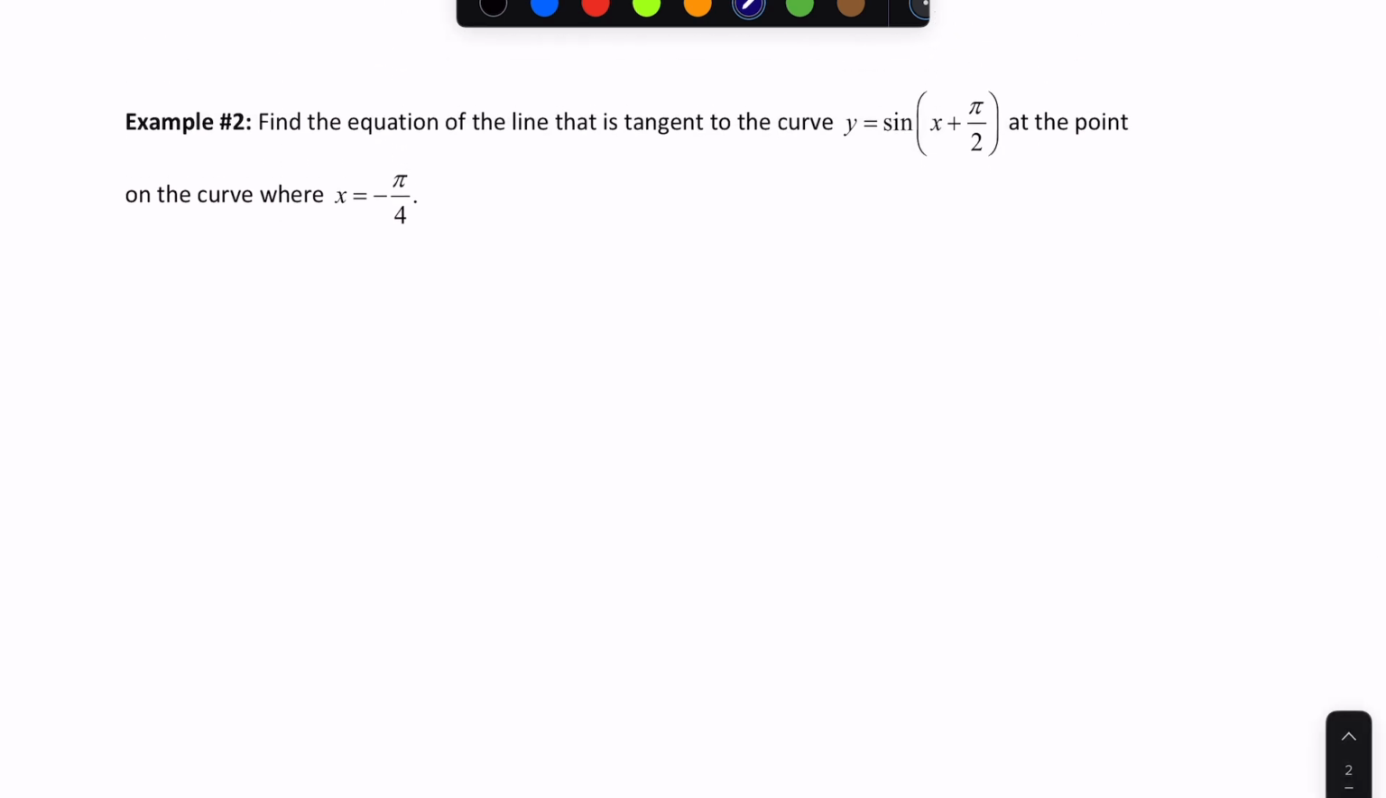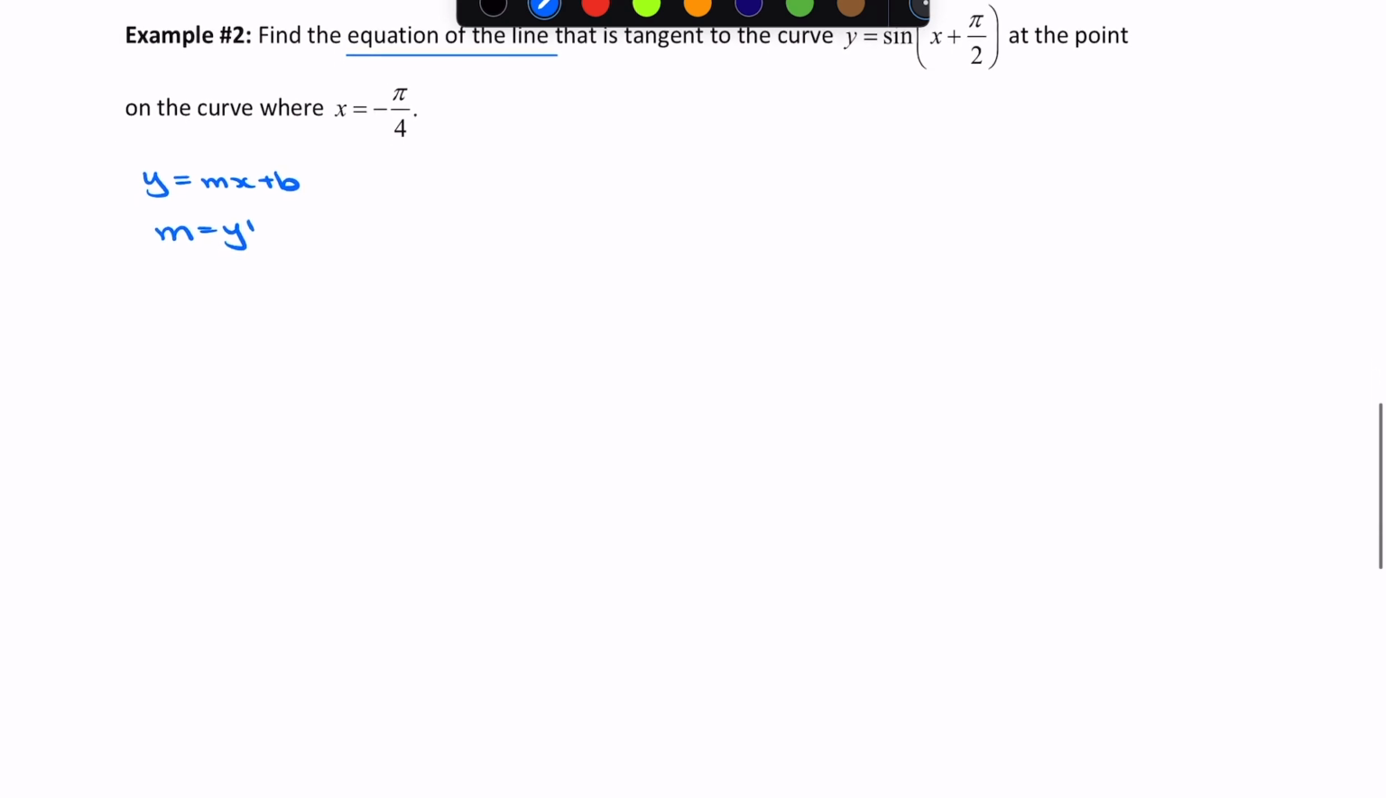So here again it says example number 2. So again, find the equation of the line at the tangent of the curve y is equal to sine of x plus pi over 2 at the point on the curve where x is equal to negative pi over 4. So here we have y is equal to mx plus b. That's what we're trying to find. Again, the equation of the line. We know that the slope, again, is equal to the derivative, or y prime.